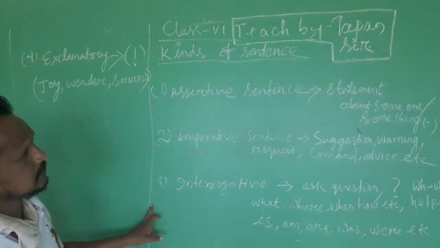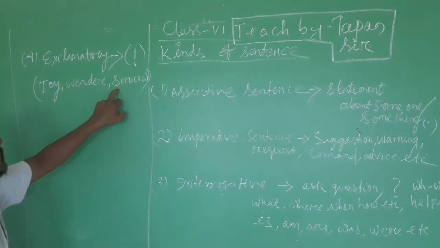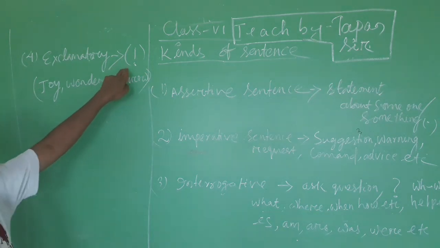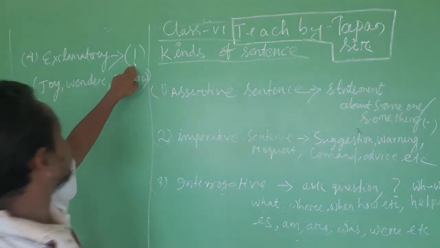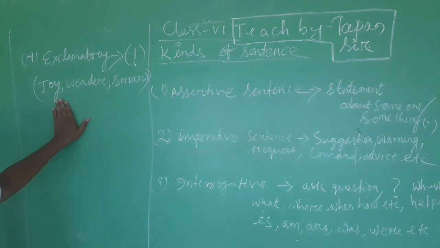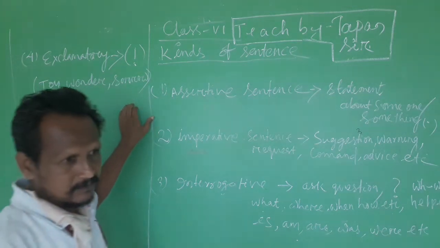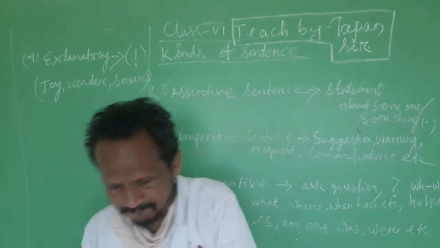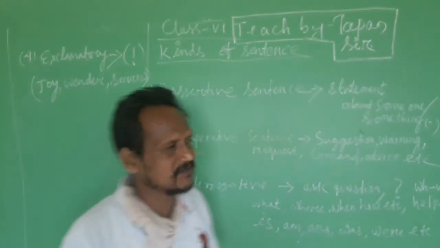It is very easy to find out the exclamatory sentence. You have to see the punctuation mark. If it ends with an exclamation mark, this is called the exclamatory sentence, and it is always based on joy, wonder, sorrow, and it always expresses a strong feeling of a person. Clear? Negative sentence. What is negative sentence?